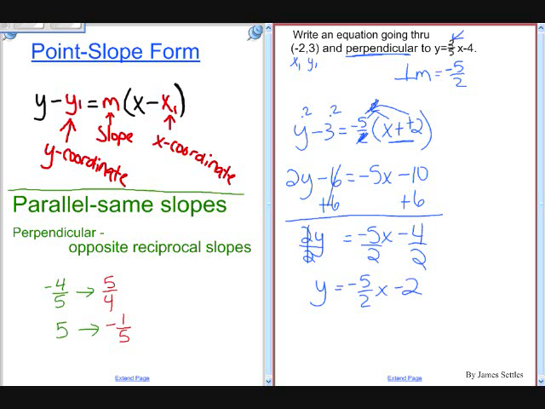Once again, you can see that my slope is going to be perpendicular to the slope that was originally given to us, which is what we wanted to do. We wanted to write an equation that was perpendicular, and we have now done that.